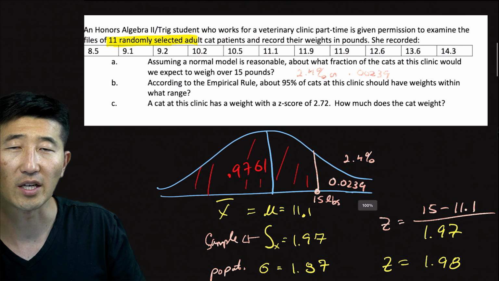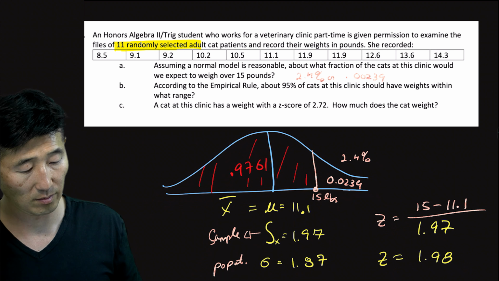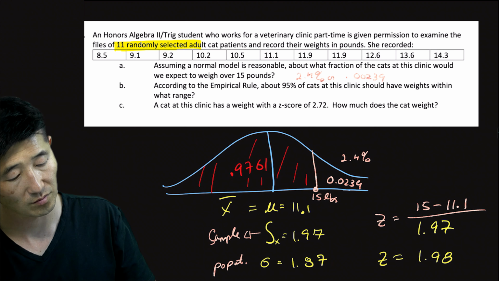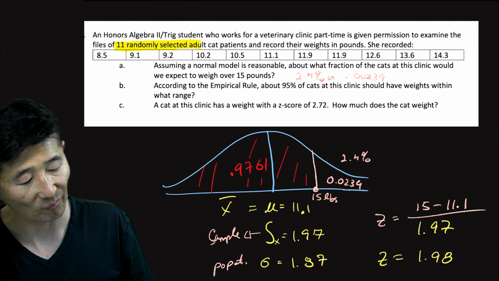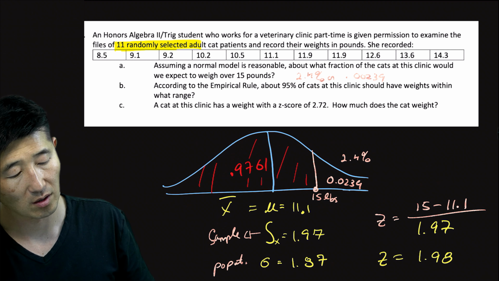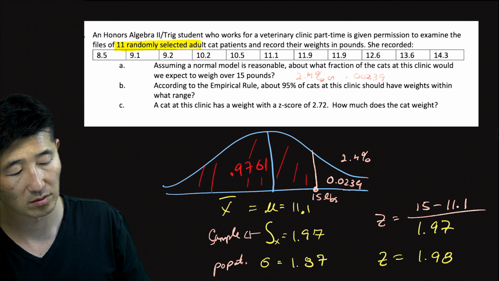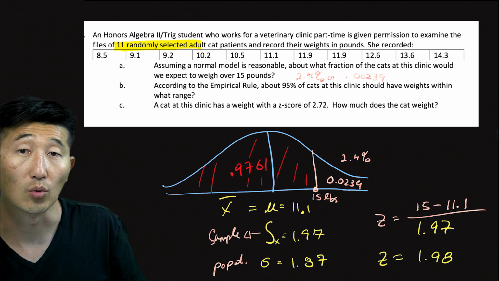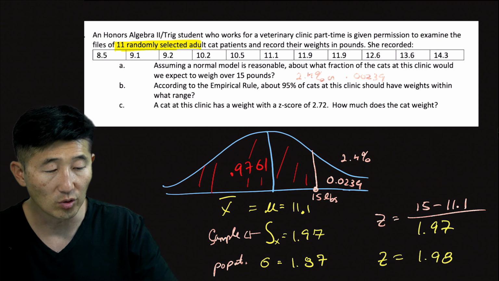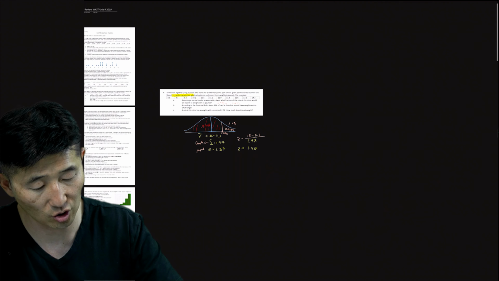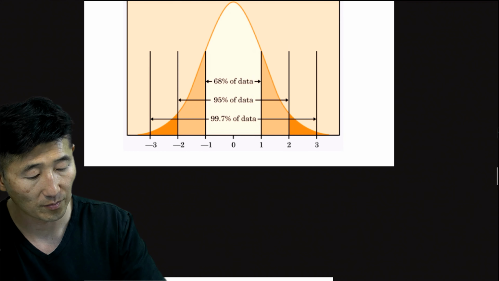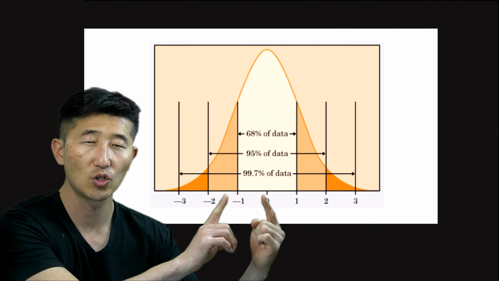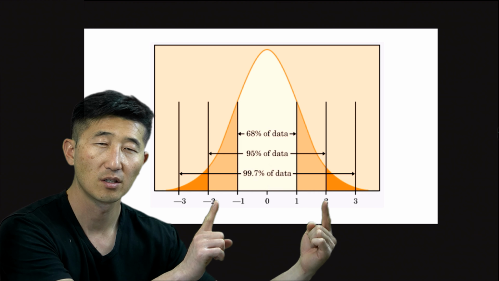Okay, now read the second one. According to the empirical rule, about 95% of the cats at this clinic should have weights within what range? Do you understand that? Is it asking for the mean? No. Whenever they say empirical rule, they're referring back to this chart. So 95% is 2 standard deviations away. Do you see this?